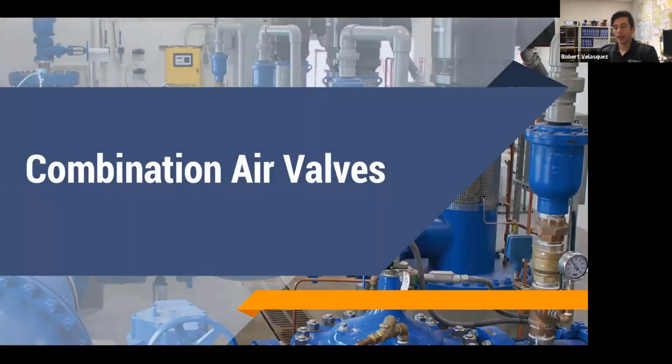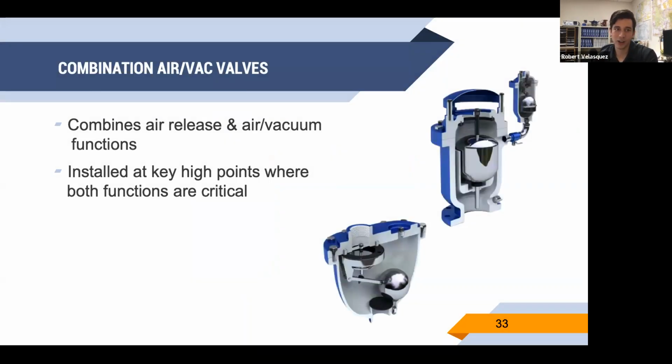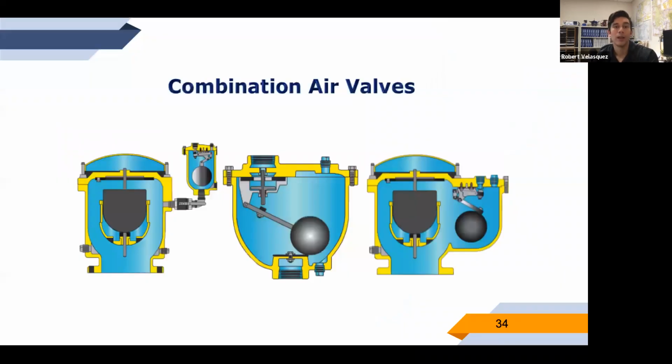Okay, combination air valves. So combination air valves are exactly what they sound like. They are a combination between air release and air vacuum. So they do both jobs. And these can be installed at high points where you need to have both functions. So you need to be able to let air in and out during startup or during a vacuum condition. And you also need to continuously release air that gets collected up there. So we have different types of combination air valves.